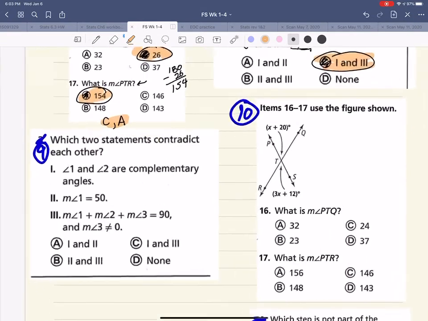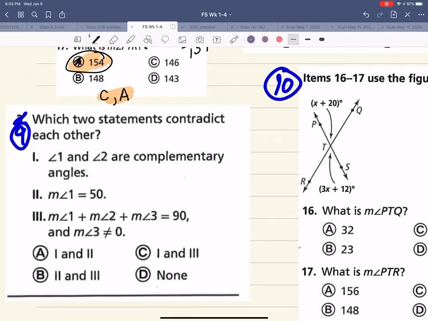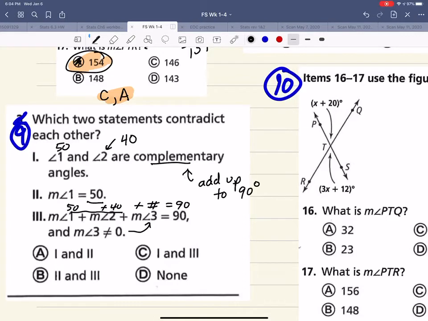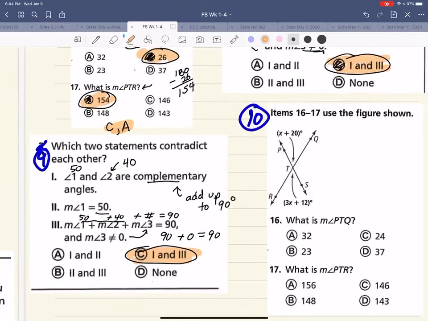Okay, now we look at question number 9. It's almost exactly the same thing. So it's saying, well, what if angle 1 was 50? Complementary means adds up to 90. So that would mean angle 2 is 40. So is 50 plus 40 plus another number going to equal 90? That number can't be 0, so the answer would have to be no, because 50 plus 40 is 90, and that means you can't add anything to it to stay 90. So once again, statements 1 and 3 are contradicting one another. They both cannot be true at the same time.